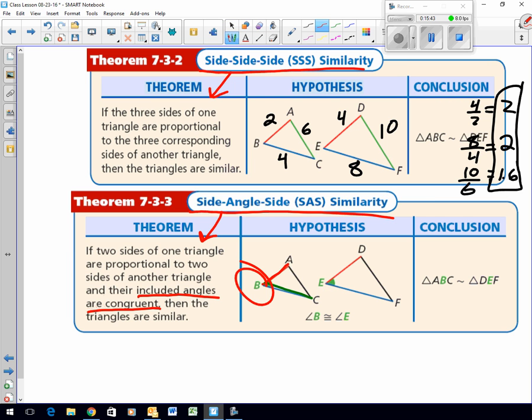This is an included angle here. Let me give you what an excluded angle would be. If ABC is my angle, C is excluded.